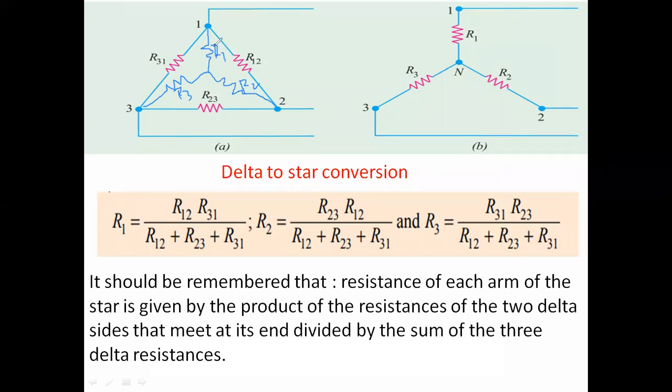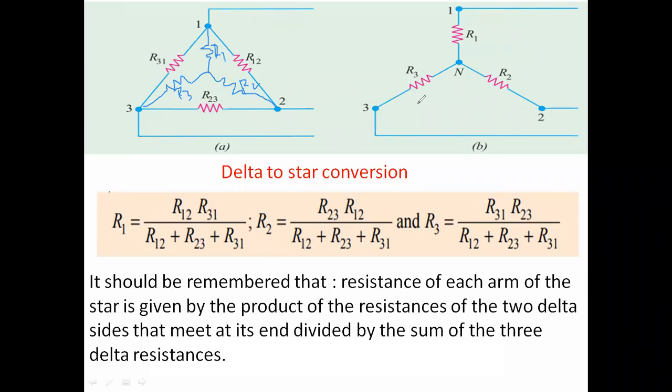R1 is obtained as follows. This R1 is connected to these two resistors, that is R12 and R31. See here, the R1 junction is connected to R12 and R31. So the product of those two resistors, R12 times R31, divided by the sum of all the three resistors.